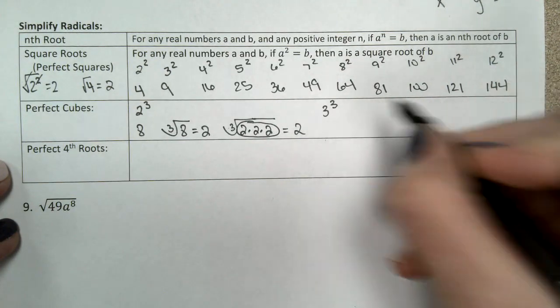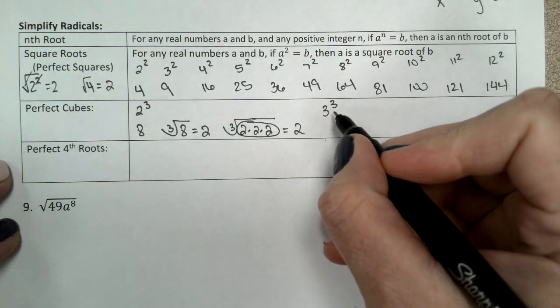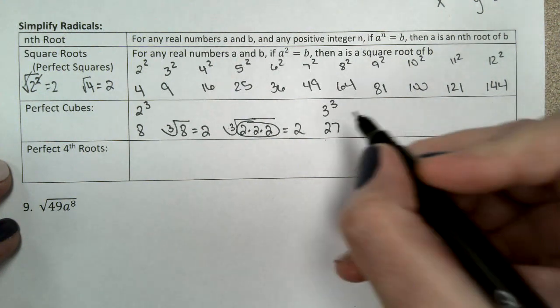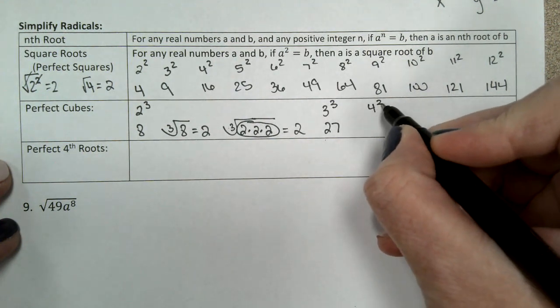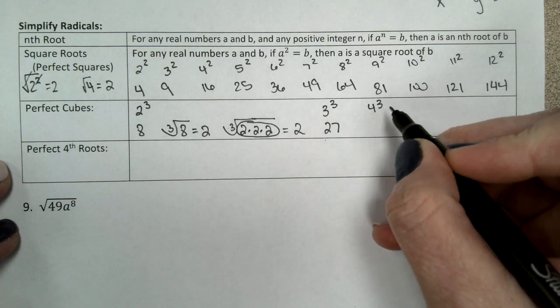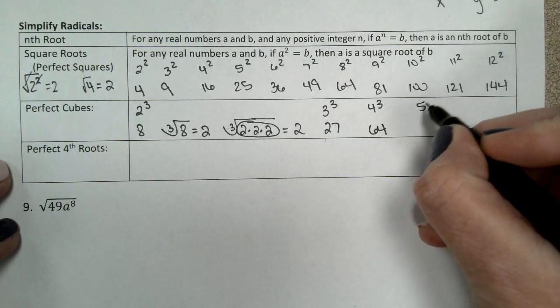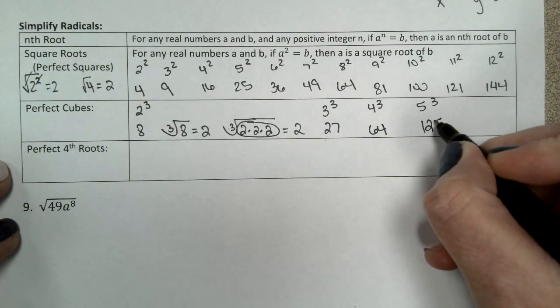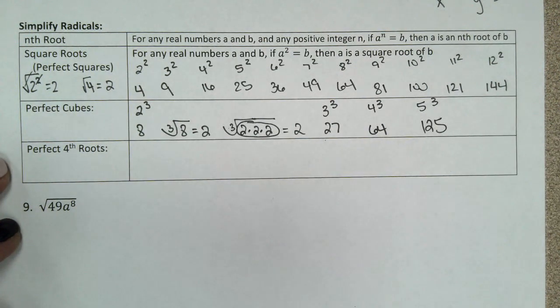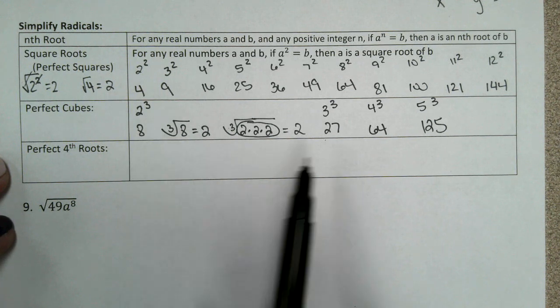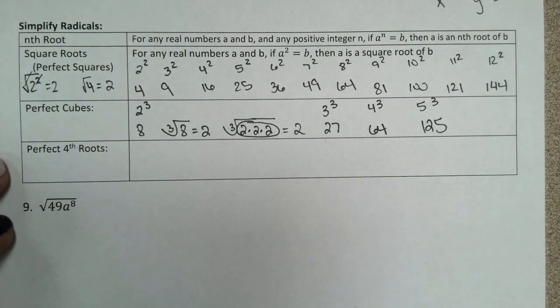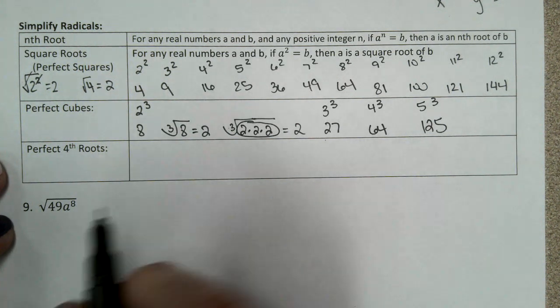Let's see. 3 cubed. 3 times 3 is 9, times 3 is 27. 4 cubed. 4 times 4 is 16, times 4 is 64. And 5 cubed, I can tell you, is 125. So even if you don't memorize your perfect cubes, this is how you can create them.